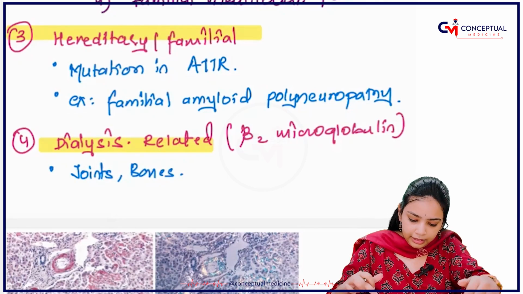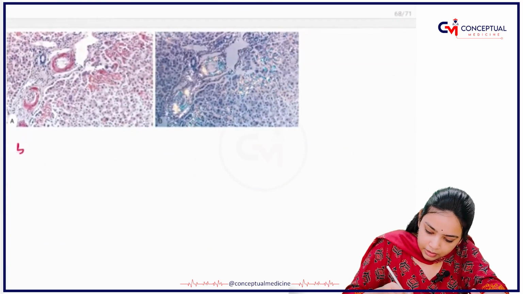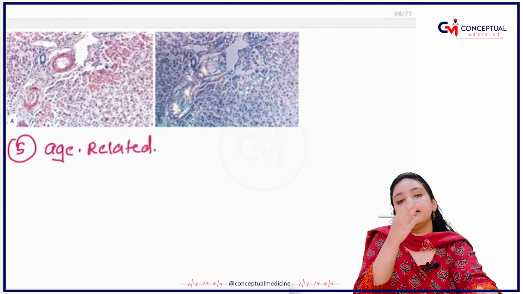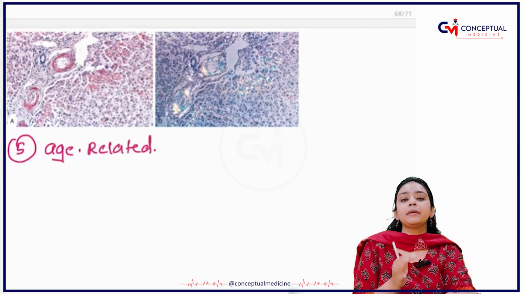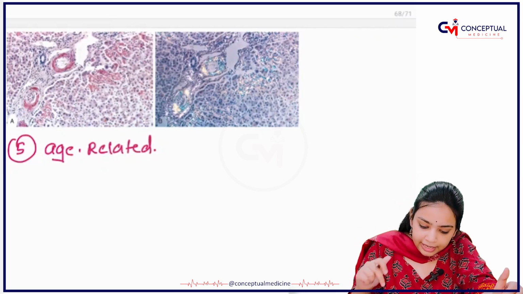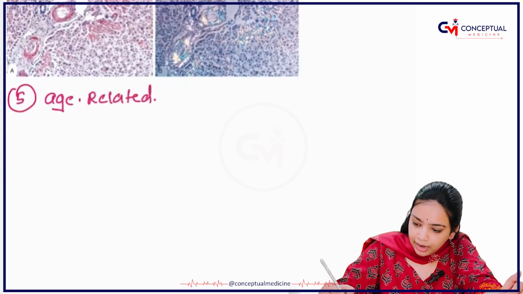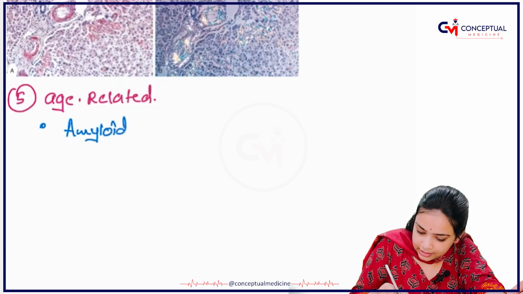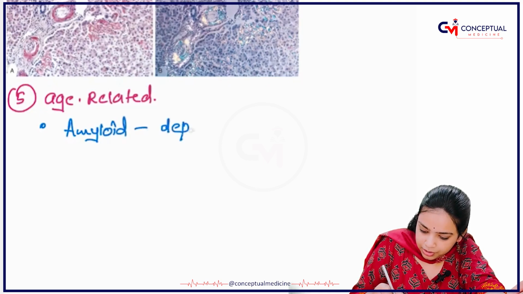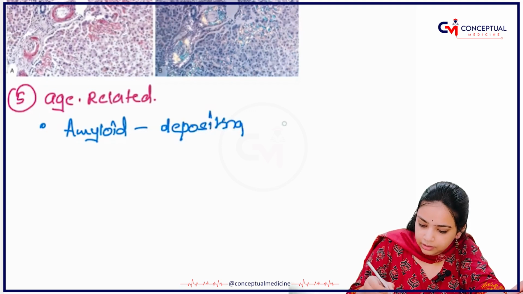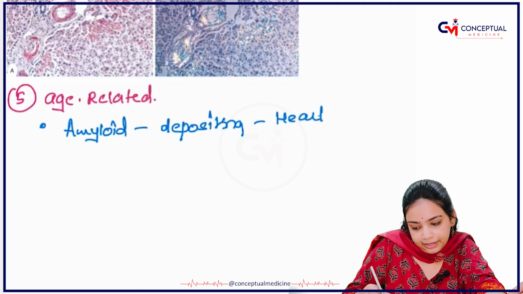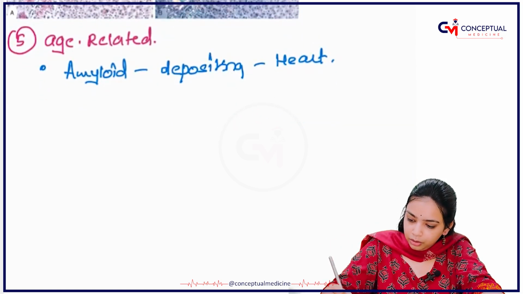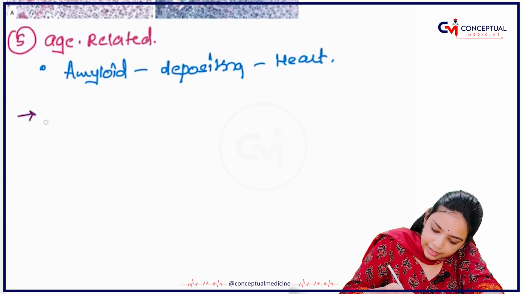Next, the fifth one, is age related, because as the age progresses, we start developing certain kinds of diseases. In the age related, the amyloid basically starts depositing in the heart of elderly patients. Now, let me give you certain examples of the localized amyloids that we have.